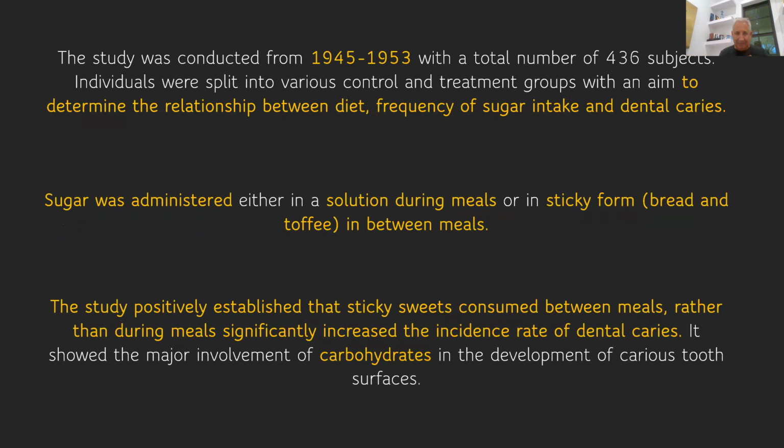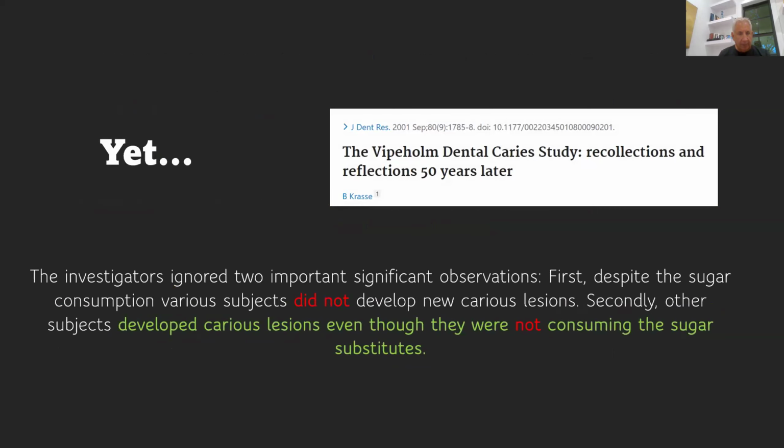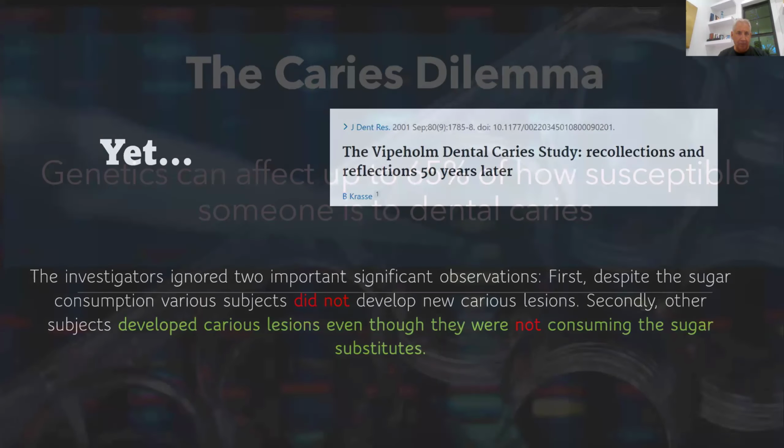And the study positively established that sticky sweets consumed between meals rather than during meals more significantly increased the rate of dental caries due to carbohydrates. Yet, the investigators ignored two huge issues. The first was, despite the sugar consumption of various subjects, they did not develop carious lesions. Secondly, the secondary subjects developed carious lesions even though they were not consuming sugar substitutes, and they got cavities. So it wasn't all directly attributable to sugar.